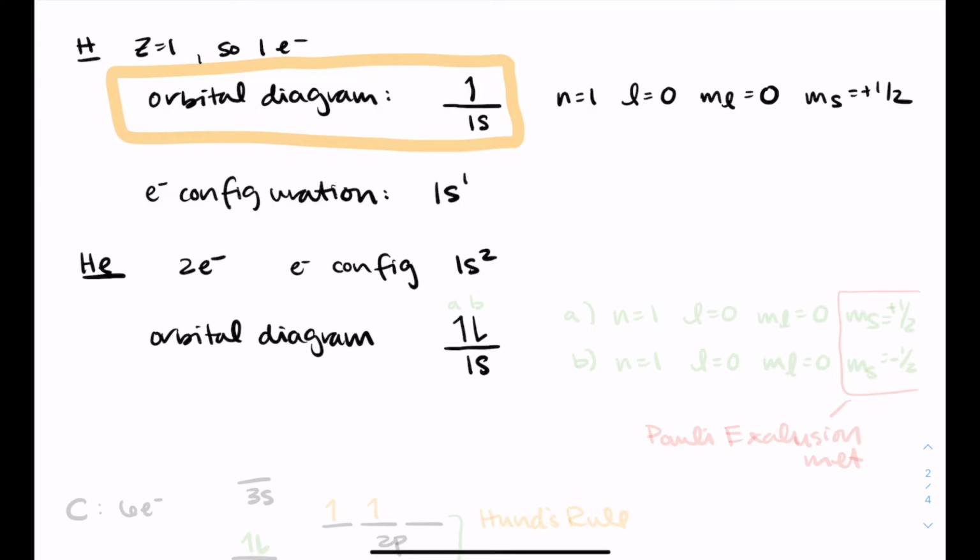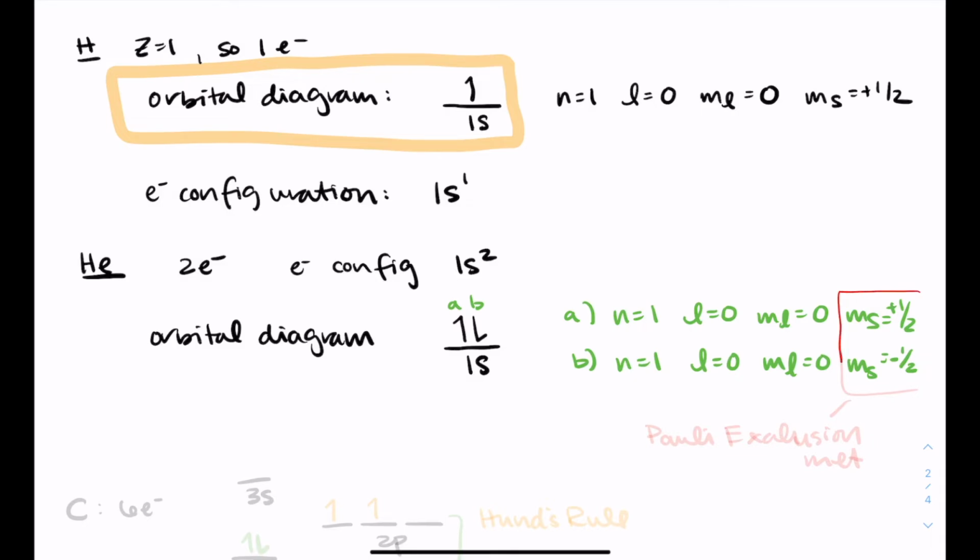For electron A, I'm in a 1s, so I've got n equals 1, l equals 0, m sub l equals 0. Electron B is also in a 1s orbital: n equals 1, l equals 0, m sub l equals 0. But making them point in different directions is what gives me that differentiation between them. So m sub s is plus 1/2 for electron A because it's pointing up. m sub s is minus 1/2 for electron B because it's pointing down. This is how we know we've met the Pauli exclusion principle.